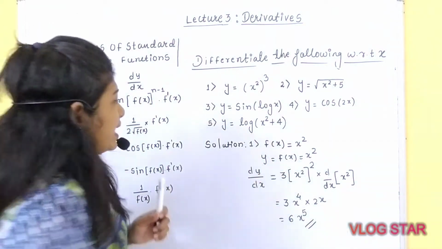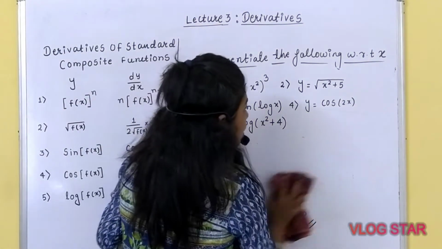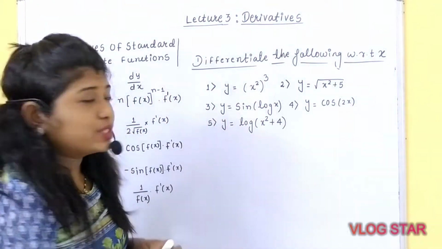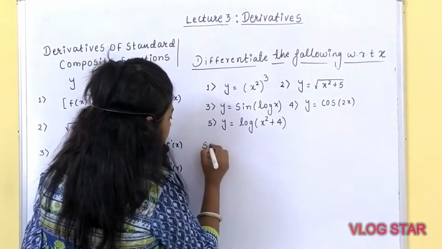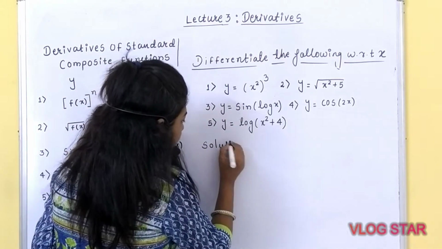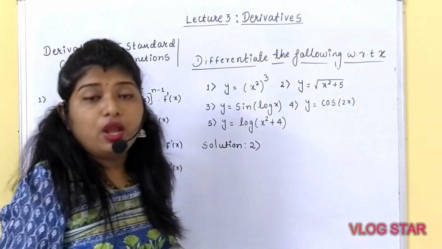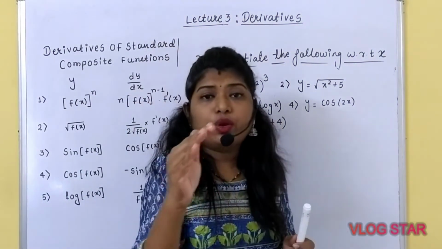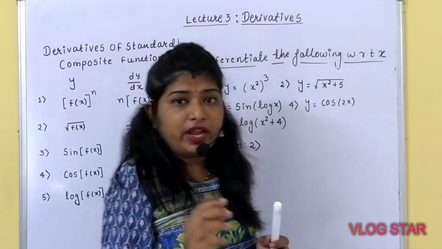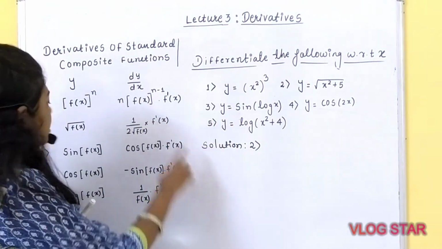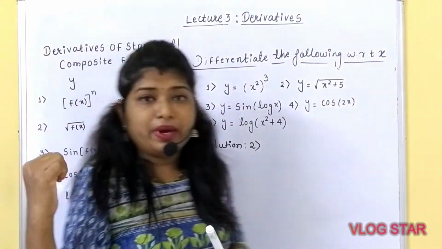Now coming to the second question, what is given? y is equal to under root of x square plus 5. Solution 2. We need to find out the solution for the second question. y is equal to under root of x square plus 5. Now you need to check which formula you are going to apply. You are going to apply formula number 2.